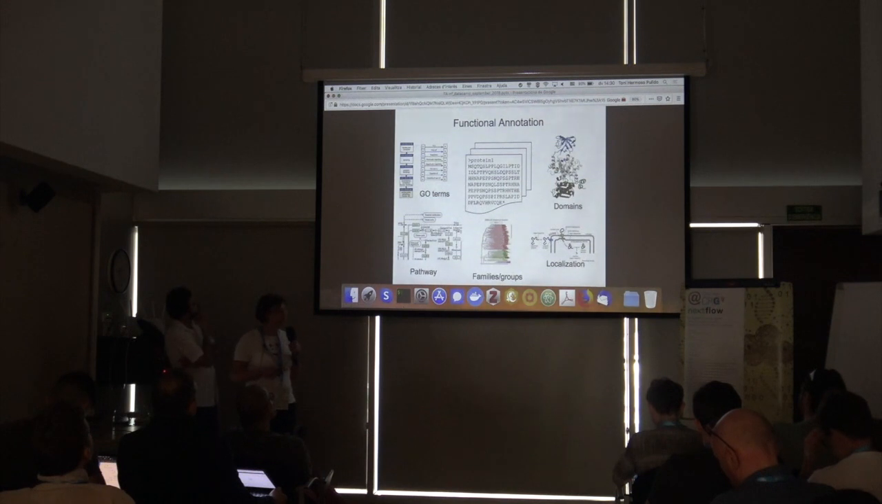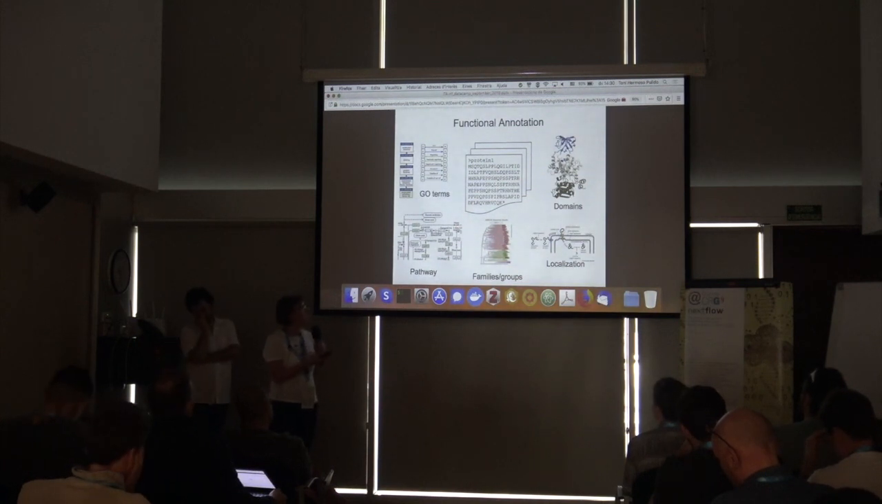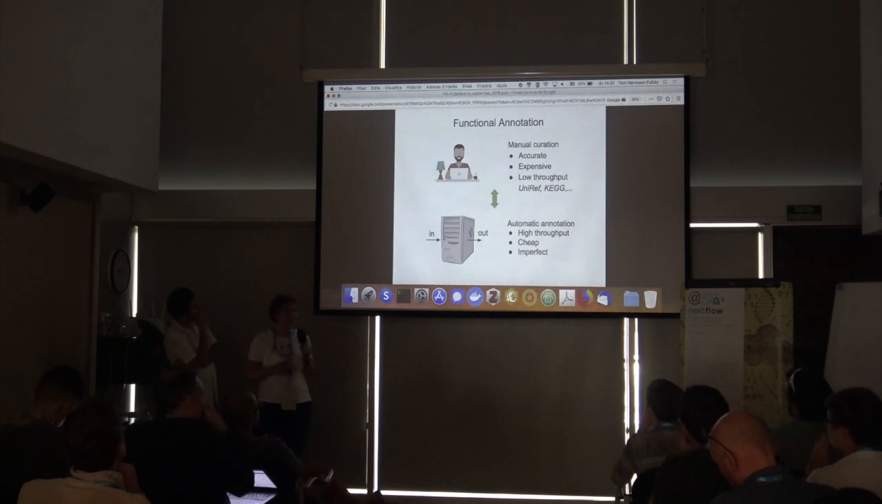And just to dig a little bit into functional annotation, what exactly I mean: we take a protein sequence, and to this protein sequence, we add some functional elements. Like whether it belongs to a specific family, where it can be localized, which domains it has, and mainly, of course, it is done through sequence similarity. Okay? So there are, of course, as for everything, two ways.